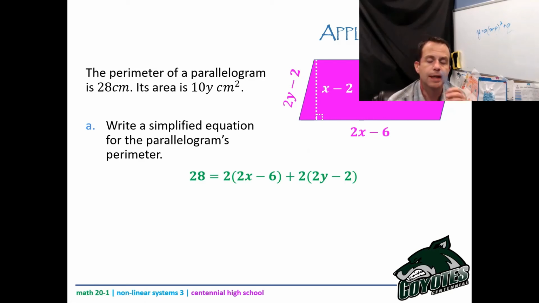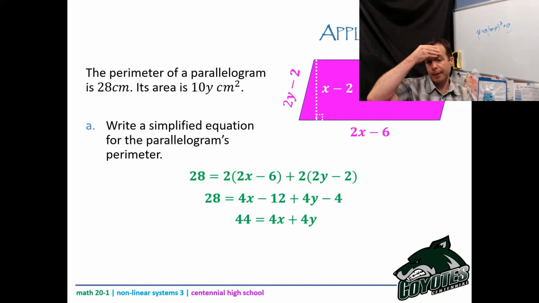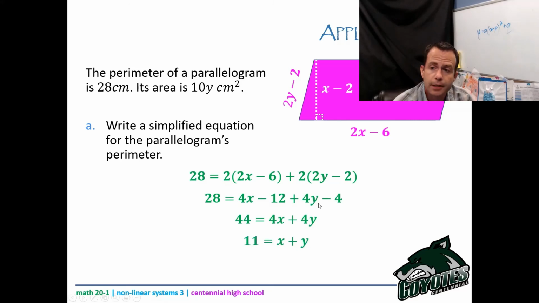Oh, and the perimeter equals 28 because I was told that in the question. Okay, so now I'm going to clean that up. This is going to give me 4x minus 12 and 4y minus 4. Negative 12 and negative 4 is negative 16, so I can combine that, but I'm also going to add 16 to both sides so that I get all my numbers on the other side. So that's going to give me 44 equals 4x plus 4y. But then I might as well look at that and say, okay, I can divide by 4 all of that and just make the numbers a little smaller. So 11 equals x plus y is going to be the simplified equation for the parallelogram's perimeter.